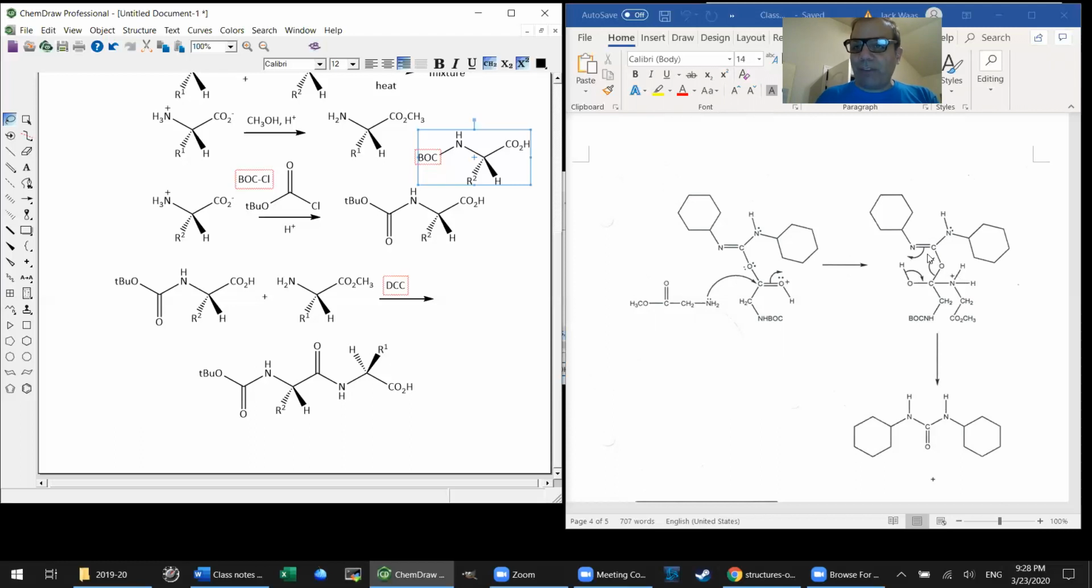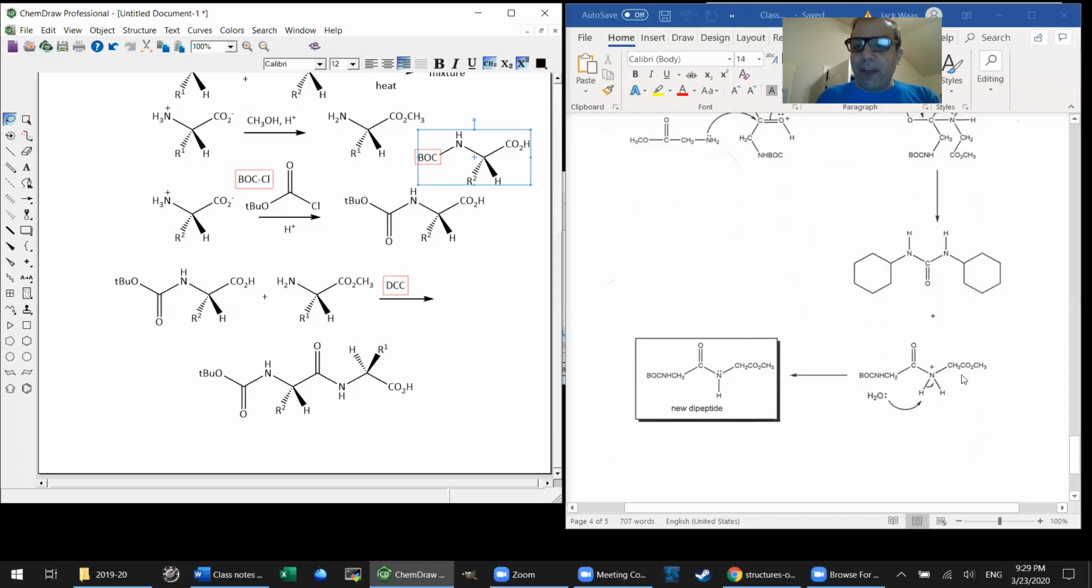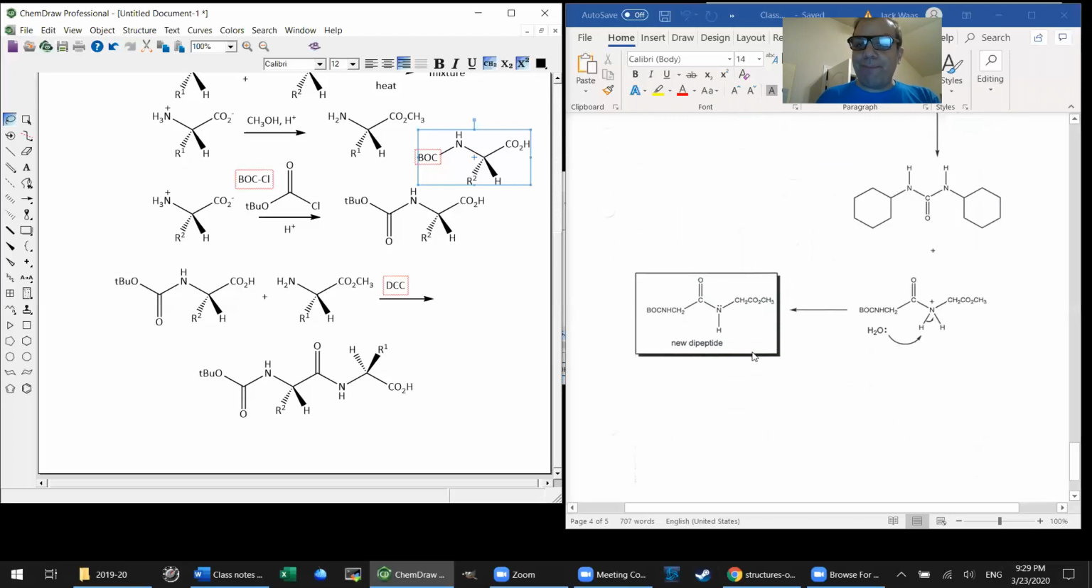You can think of this actually as being a concerted movement of six electrons, let's say. In some ways, it's not all that unlike a Diels-Alder reaction, except that this is involving some sigma bonds as well as a pi bond. In any case, once that happens, our dicyclohexylurea byproduct falls off. We don't really care about that. The other piece is just this protonated dipeptide. And so our last step is just to use a water molecule, which is plenteously available, to pull off that proton, and we get our new dipeptide.